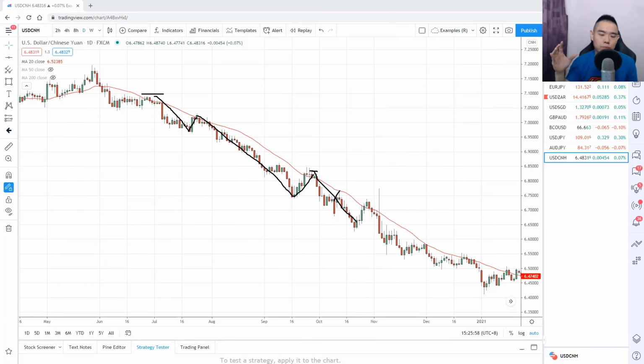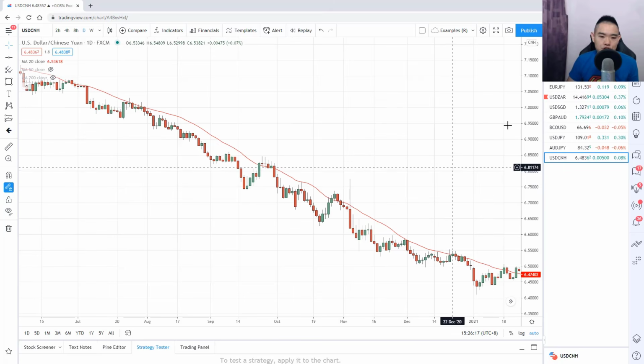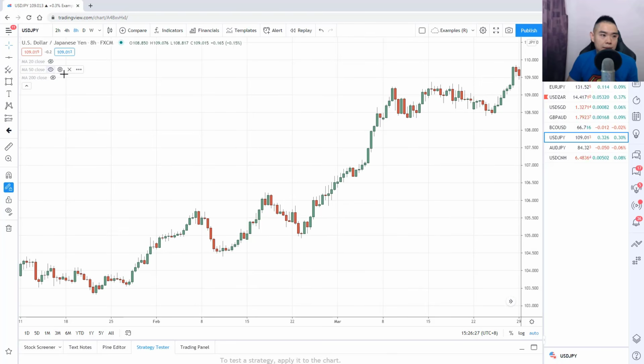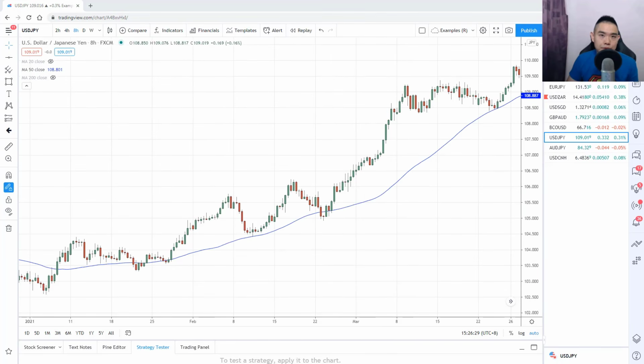So one thing to point out is that when you see this chart that is respecting the 20 period moving average, if you look at the depth of the pullback, it's usually quite shallow compared to the 50 period moving average one, like on, let's say, the dollar yen 8 hour. You can see that the depth of the pullback is much deeper. This one you can see is much deeper, and much deeper.